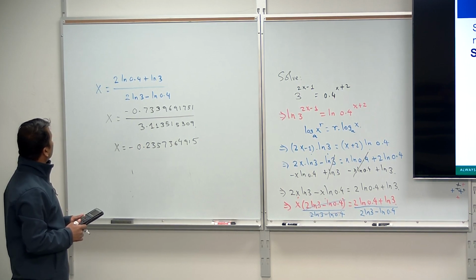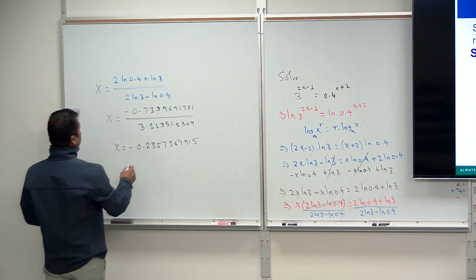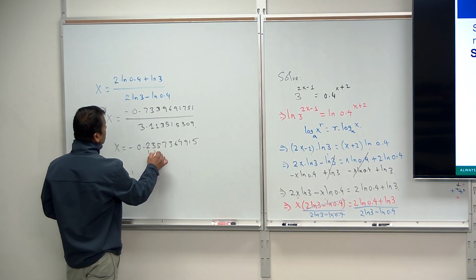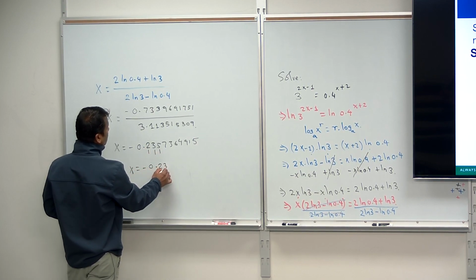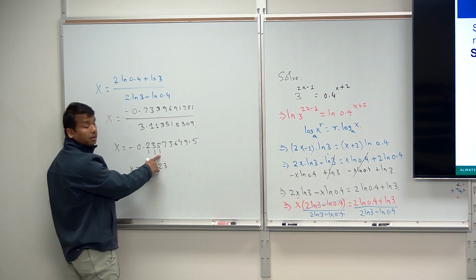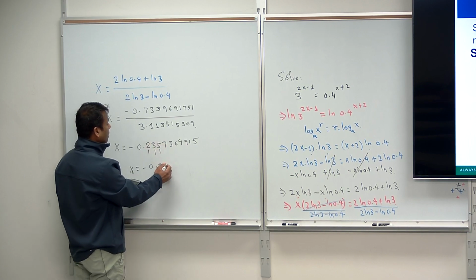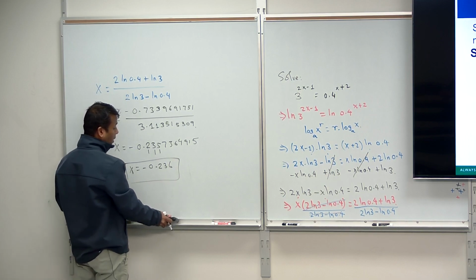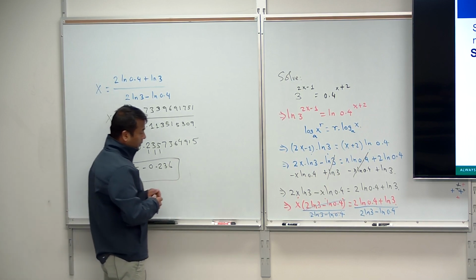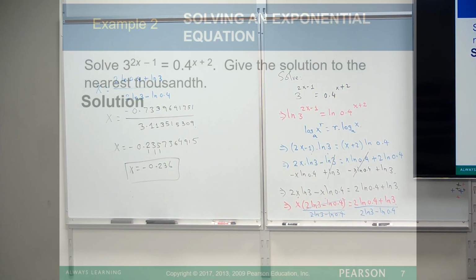So you round to the nearest thousandth. So this is tenth, hundredth, thousandth. So it's going to be x equal to negative 0.23. You see the digit after the thousandth place is 7, right? Which is greater than 5, so it will go up. So x equals negative 0.236. Does that make sense? Yes?